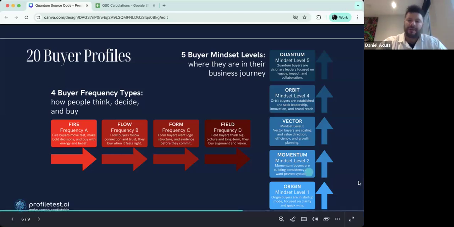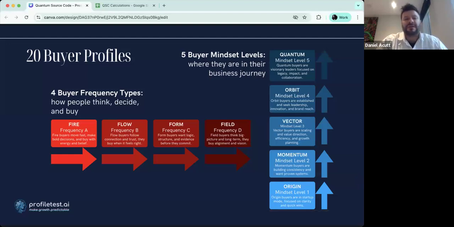So momentum buyers are people that are building with consistency. They have a team. They're starting to think about how they add responsibility to their team and share it between the team or the structure. They're still the ones that are driving the momentum within the business.